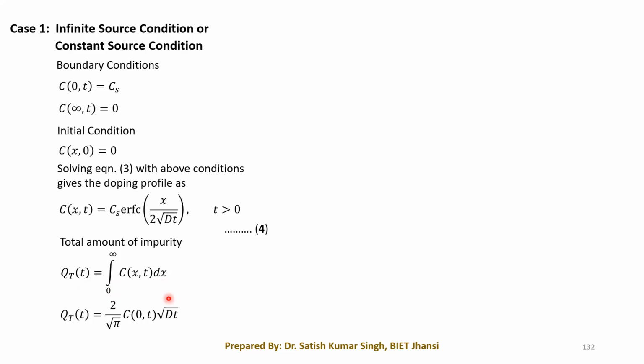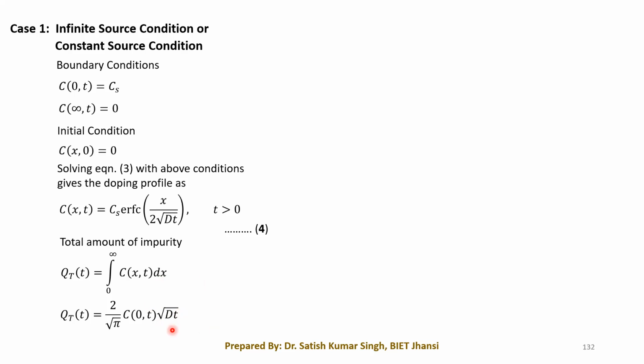If you evaluate this after substituting the value into this equation, you will get Q(t) equals 2 upon root pi times C(0, t). C(0, t) is the same as the concentration of the impurity at the surface, which is equal to Cs, times root Dt. This root Dt is a very important parameter, called the characteristic diffusion length. Its unit is length, so it is called the characteristic diffusion length, root D times t. Fine.